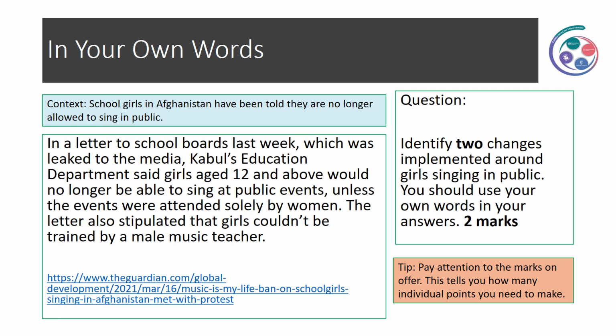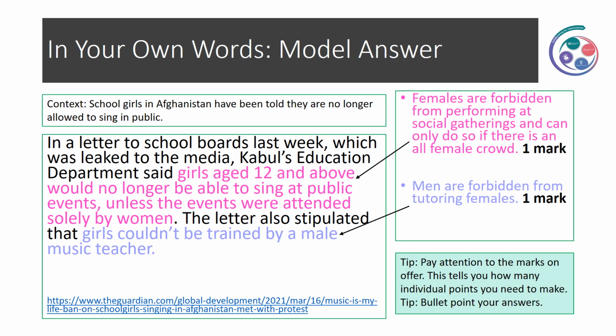If you'd like to try this at home, you should pause the video now because we're about to go over the model answer. Let's have a look at the model answer then. My first mark comes from females are forbidden from performing at social gatherings and can only do so if there's an all-female crowd.